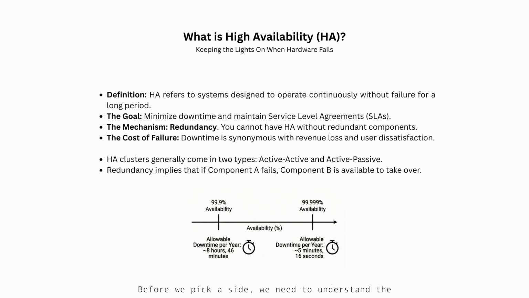Before we pick a side, we need to understand the goal. High availability isn't just about having a backup, it's about continuity. Whether you are running a financial trading platform or a database, you use redundancy to eliminate single points of failure. In system design, we generalize these categories of redundant setups into two buckets: active-active and active-passive.